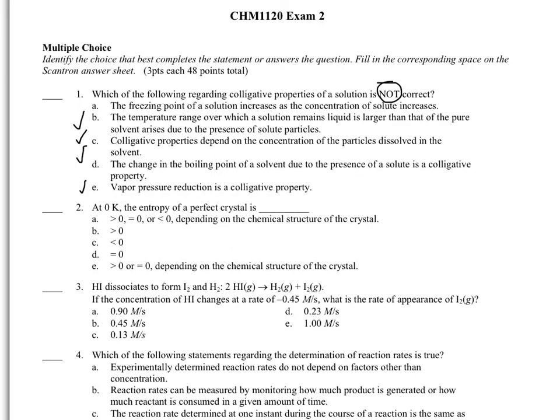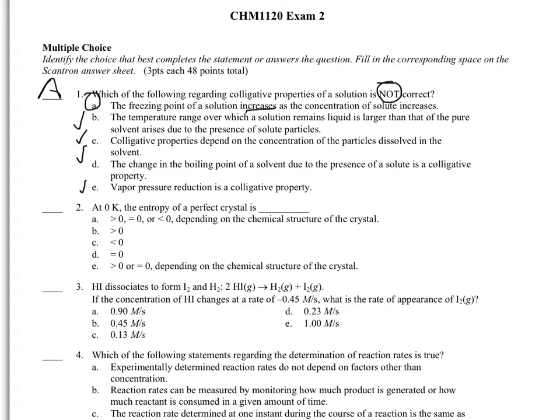And that leaves only one answer remaining, and it says the freezing point of a solution increases as the concentration of solute increases. Well, the term is freezing point depression. And so freezing point depression means down, and down and increases are opposites. And so the answer to this one is A.